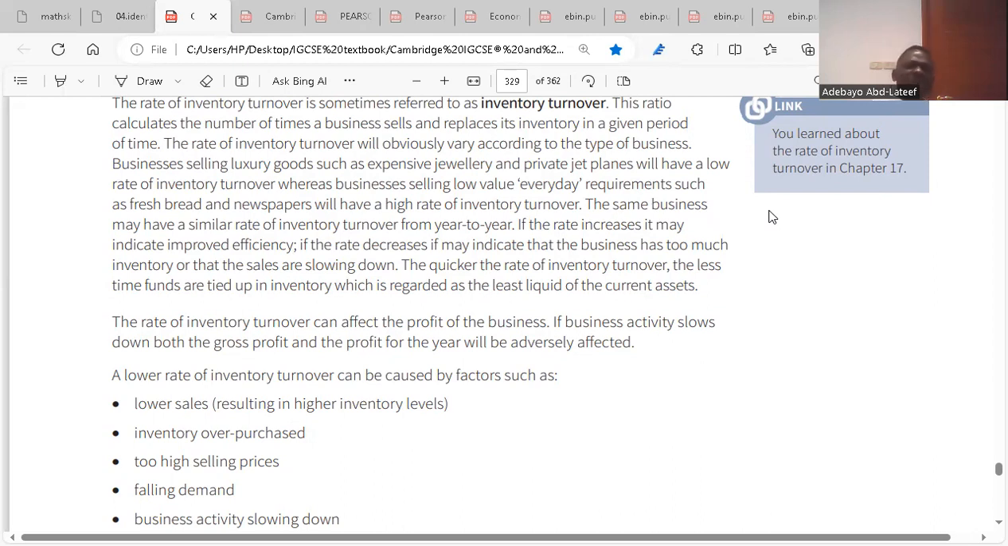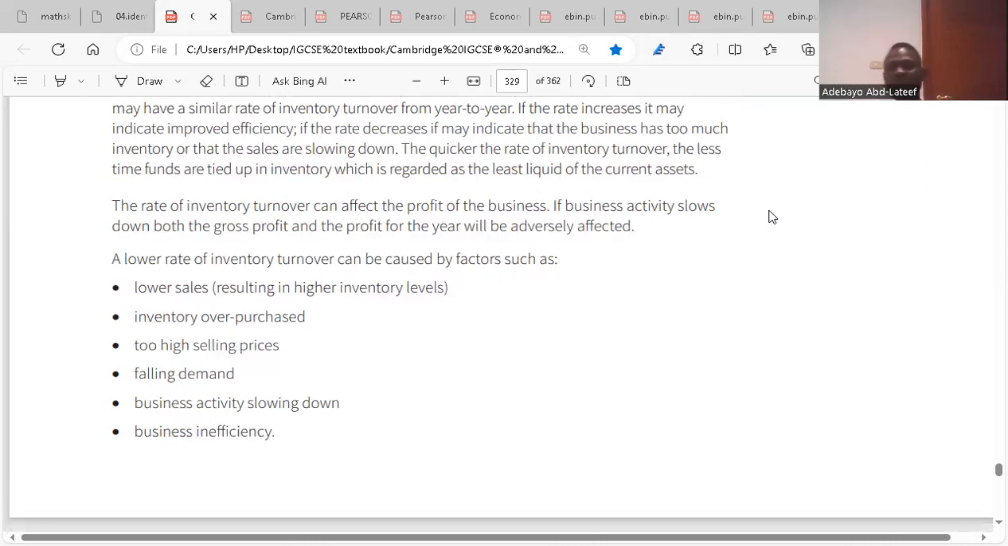You get it? So, what are the problems when you have a lower rate of inventory turnover? Number one, lower sales, which means you have high inventory levels. That means you have a lot of stock, which is not good. They could get expired. Two, inventory over purchased. That means you've bought more inventory than you imagined you could sell. Supply over demand, more supply than demand. The third one, too high selling price. That means you are selling at a higher price that customers cannot afford, so they are not buying from you. Maybe they are buying from competitors. Falling demand. So demand fell.